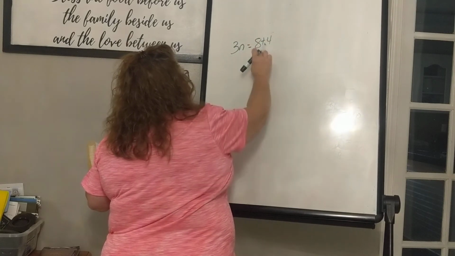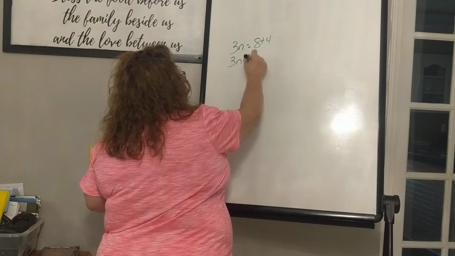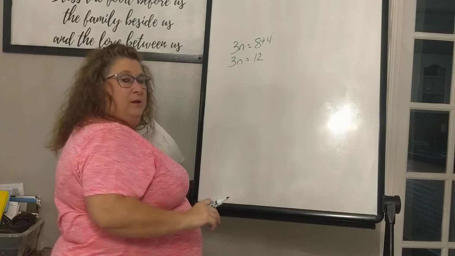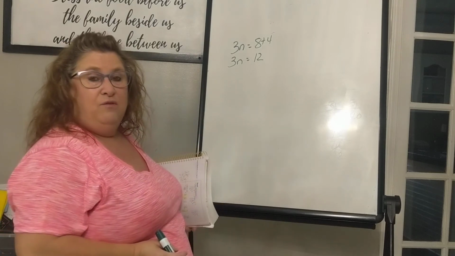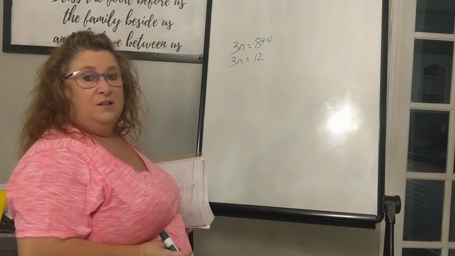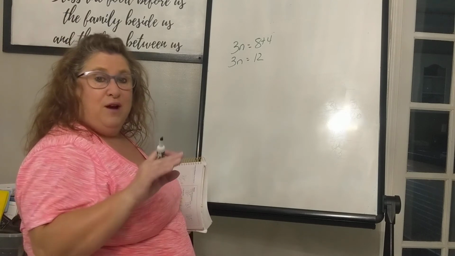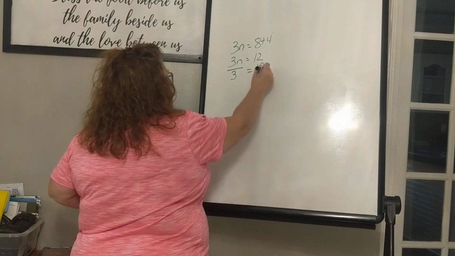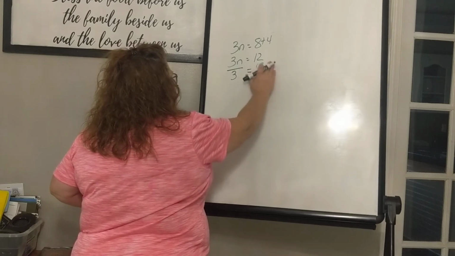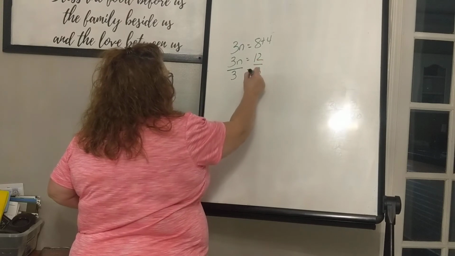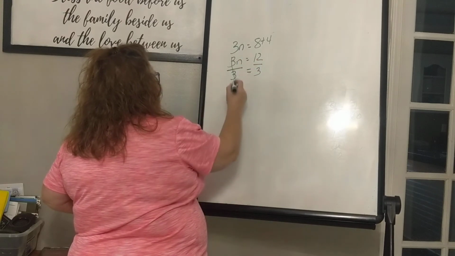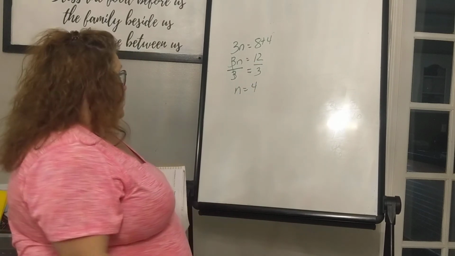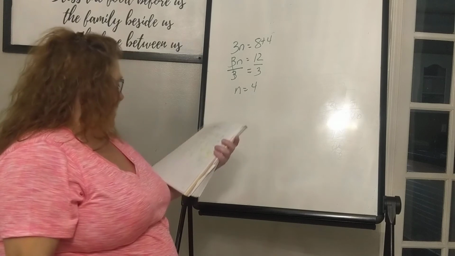Always do what we can do. We can do this right here. 3n equals 12. Remember, we have a number and a letter beside each other. They multiplied. We're going to do the opposite to get n by itself. And the opposite of multiplication is division. Simply use your fraction bar. 3n divided by 3 equals 12 divided by 3. So over here, our 3's cancel each other out, and n equals 4. Just that simple, okay?